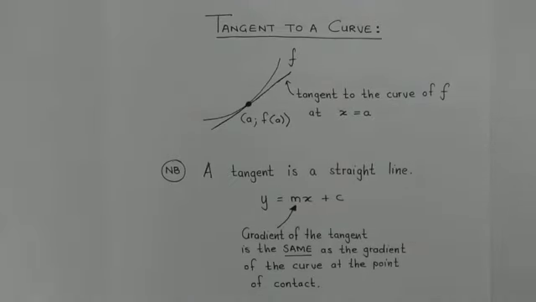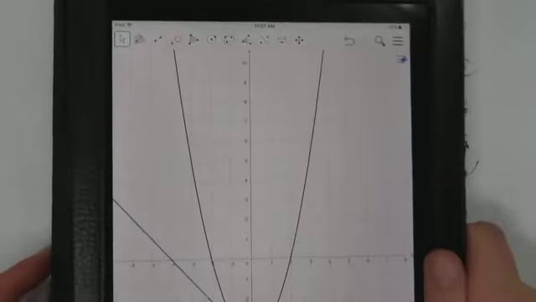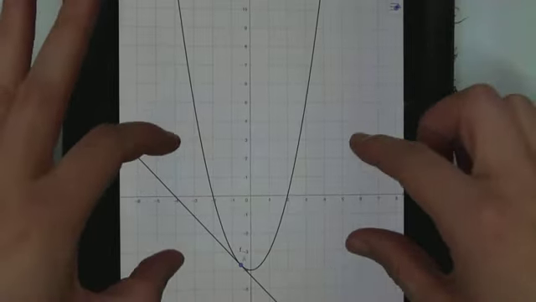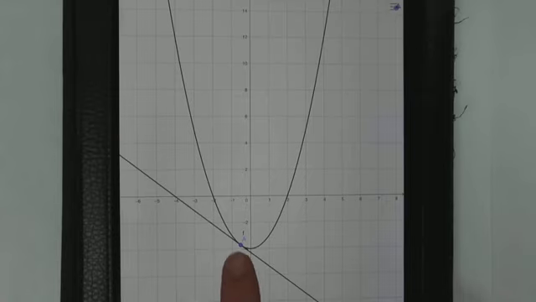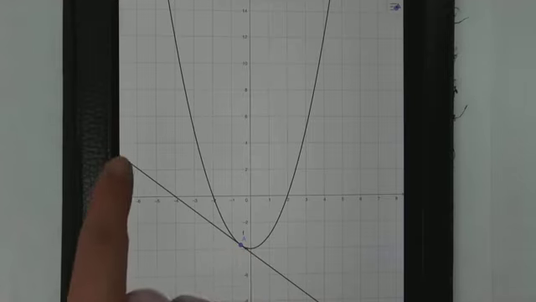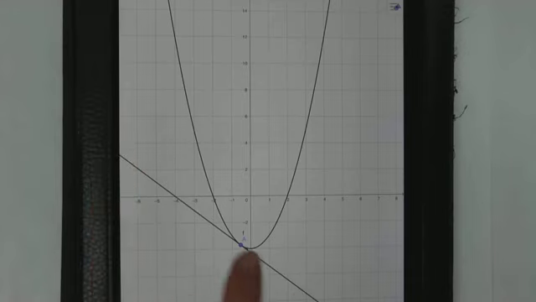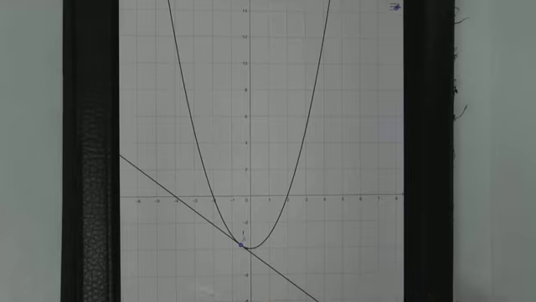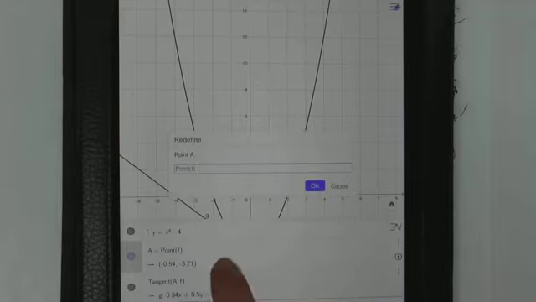Now, just to show you on GeoGebra again, I'm going to make this slightly smaller so you can see it a little bit better. Okay, so in this case, I've drawn a parabola, and I've picked a point right there on the parabola. In this case, it could be any random point. And then you'll see right here, there is my tangent. So that tangent only has the one point of contact at that point A.